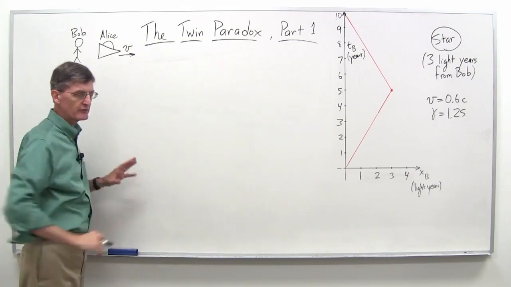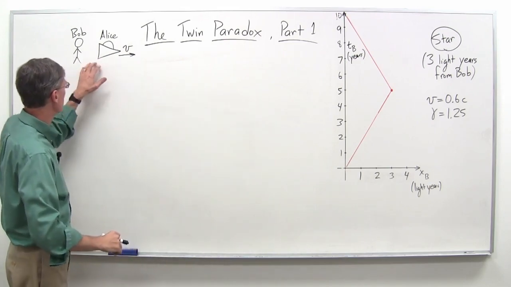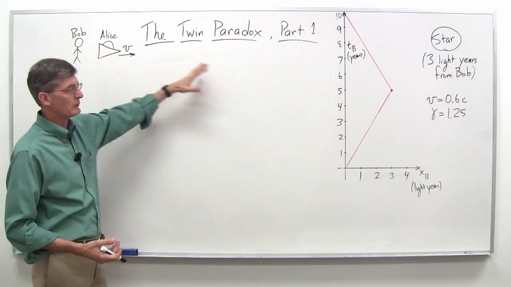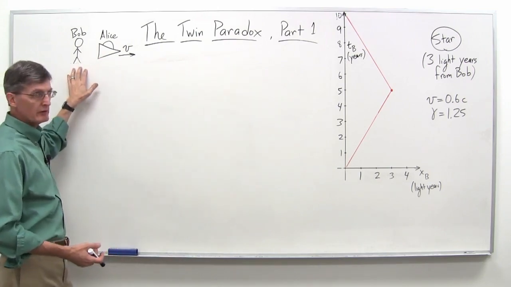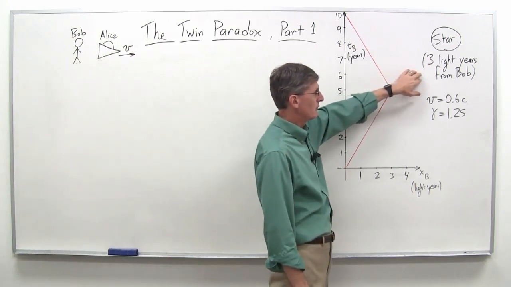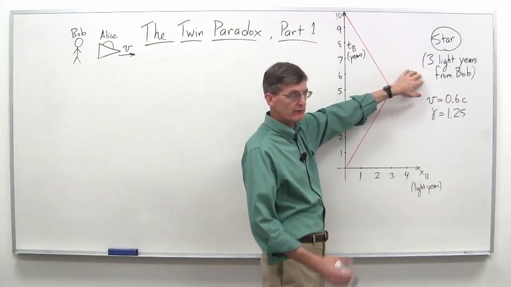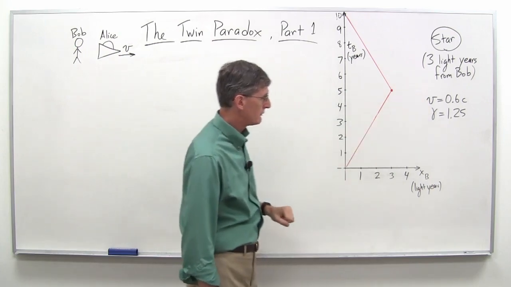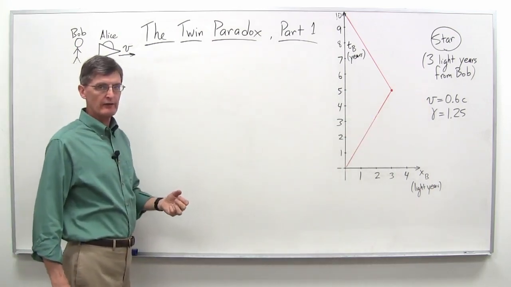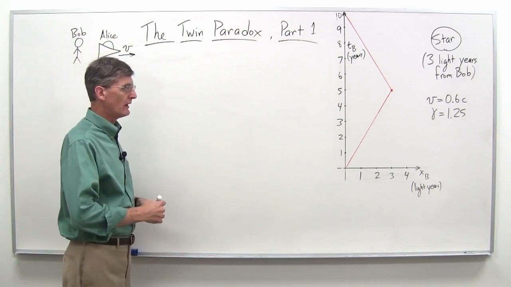You can see we've got a space-time diagram. We'll get to that in a minute. But over here we'll have Alice traveling this time. So she's in a spaceship going with velocity v. Bob is observing. And Alice heads over to this star, which is 3 light years from Bob in Bob's frame of reference. Her velocity is going to be 0.6 times the speed of light. And the gamma factor then is 1.25.